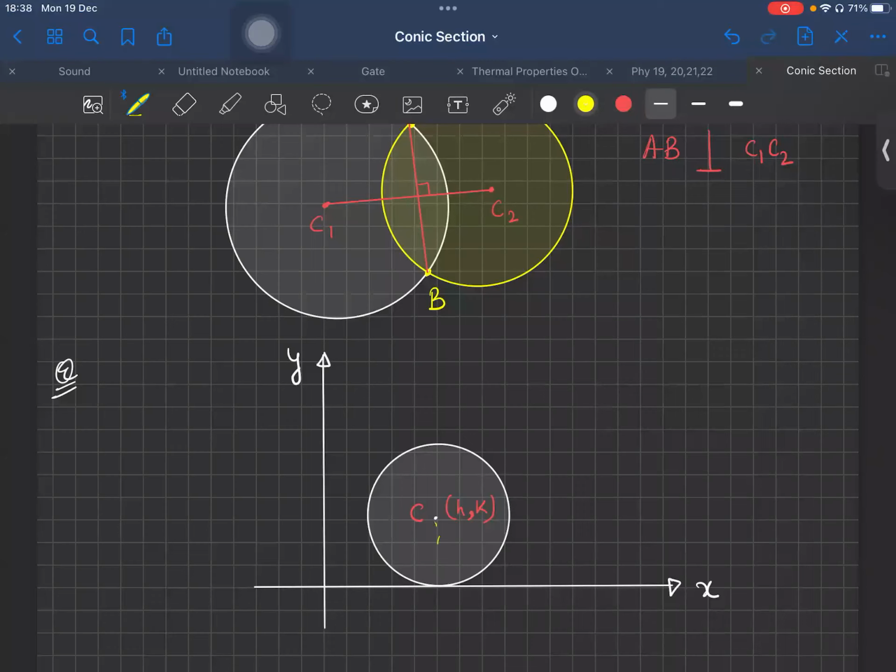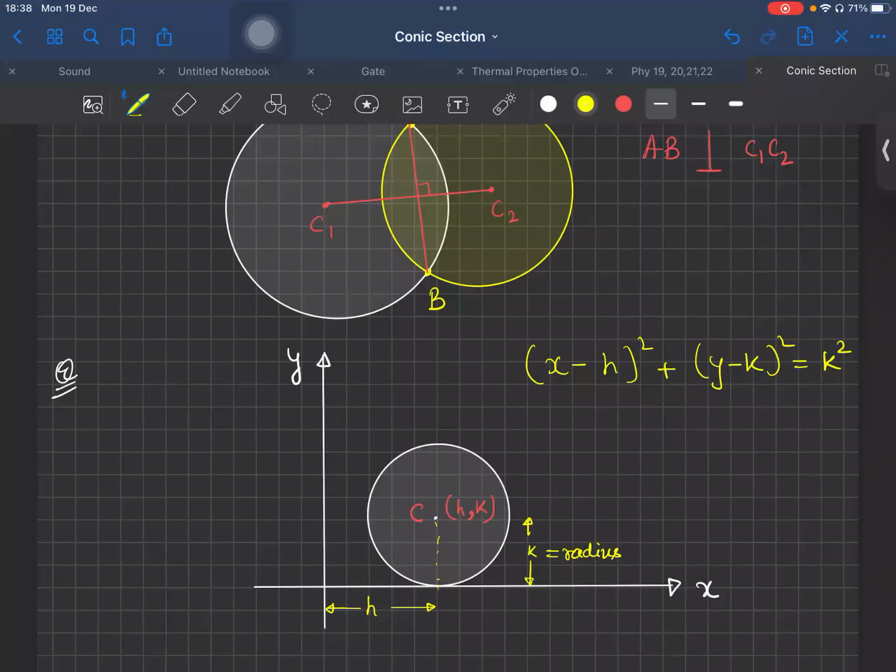See, how much is this distance? H, right? You need to find the radius. The radius is not given, but it is touching the x-axis. So this is K. That means K will be your radius, isn't it? So just put it in the standard equation. X minus center is what? X minus H square plus Y minus K square is equal to K square. Got it? Now solve this one.